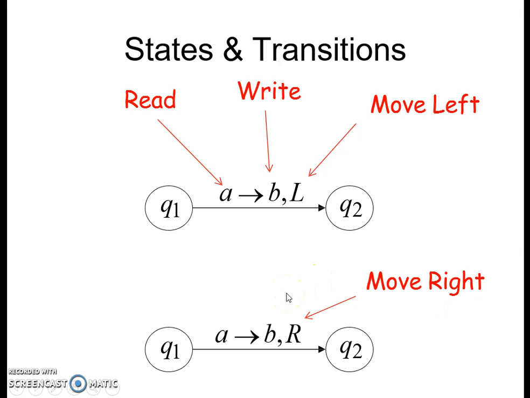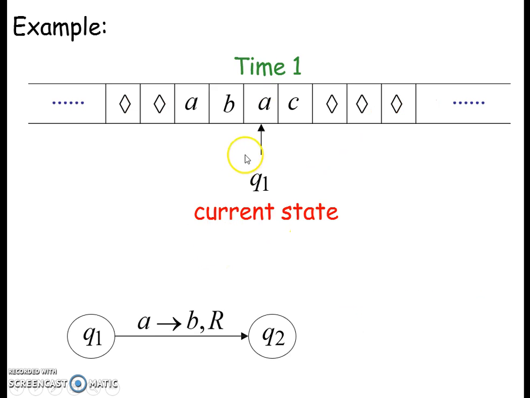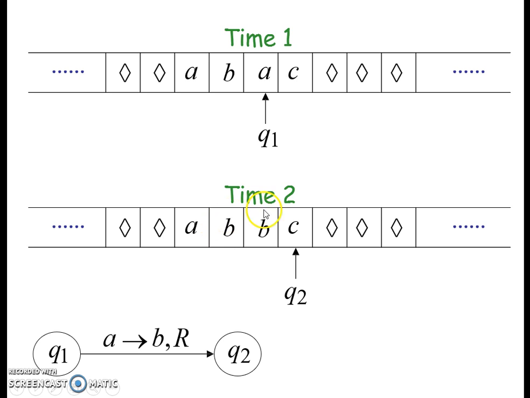Now what if we don't want to update the cell? Simply, we can update it with the same value. For example, here A is being updated to B, but here we can write A being updated to A itself, so this will not make any change. Now for example, in time 1 we have the string A, B, A and C. Q1 is the current state and the transition function is A being updated to B, and the tape head shifts towards the right. So in time 2, A is updated to B and the tape head shifts towards C.